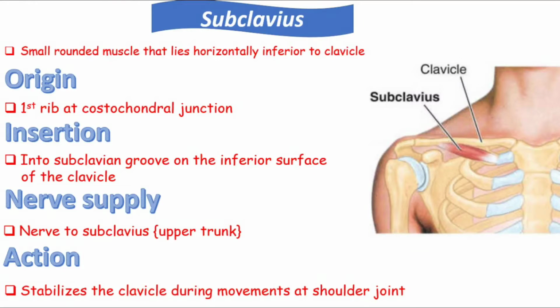Now let's move on to the subclavius muscle. It is a small rounded muscle that lies horizontally inferior to the clavicle. It originates from the first rib at the costochondral junction. It is inserted into the subclavian groove on the inferior surface of the clavicle. It is supplied by the nerve to subclavius, which is a branch of the upper trunk. Its action is that it stabilizes the clavicle by pulling it inferiorly and medially during movements at the shoulder joint.